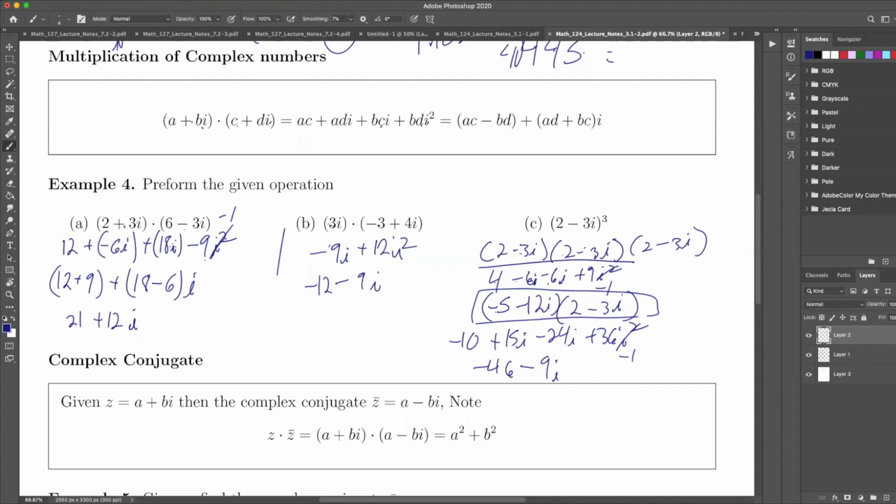Someone asked a question, negative 5? Where are you confused with the negative 5s, Tyler? Never mind. Okay, we're all good.